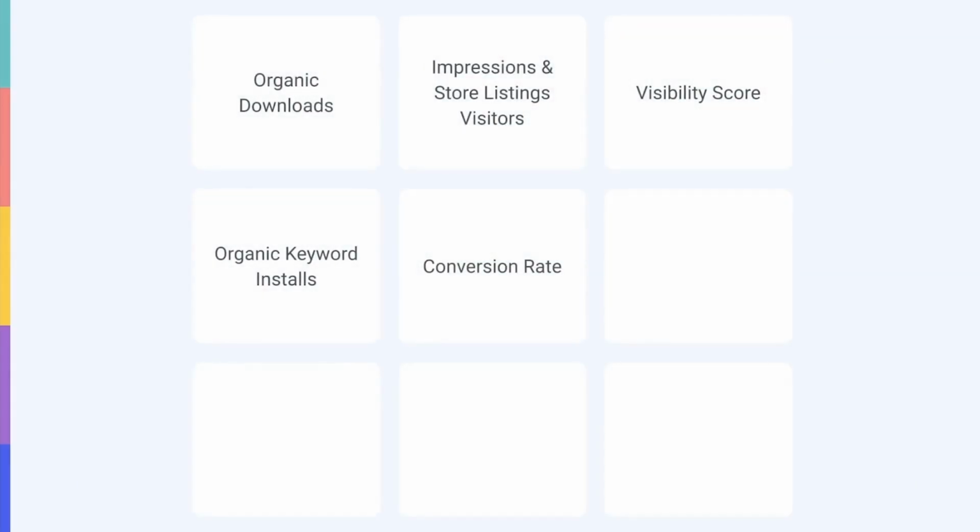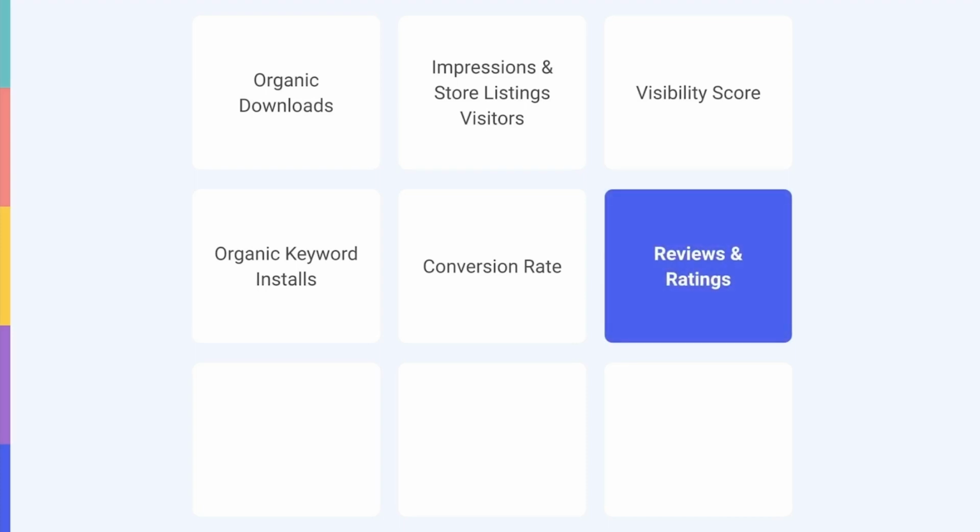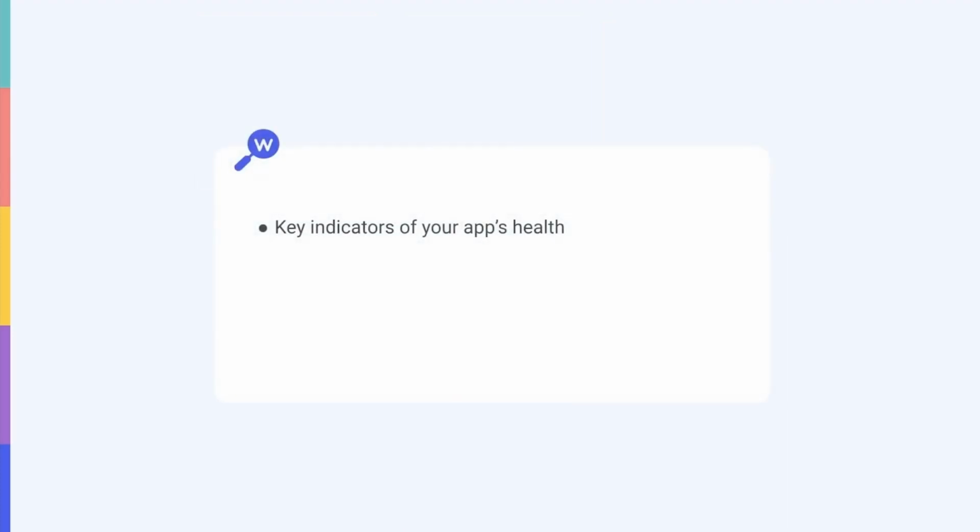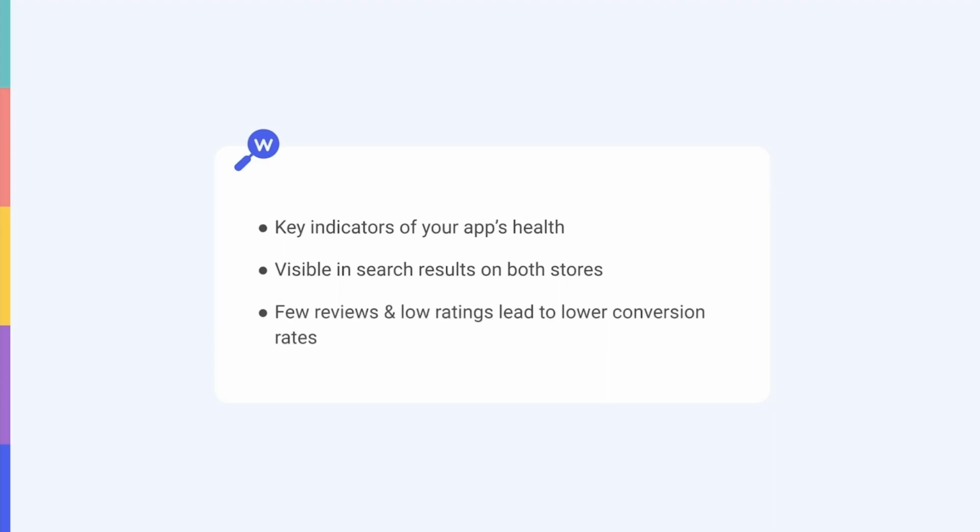Other metrics that ASO experts need to keep an eye on to monitor app health and performance include reviews and ratings. Reviews and ratings are the key indicators of your app's health. They're visible in the search results on both the App Store and Google Play, and therefore influence users heavily when they make the decision to download your app. Few reviews and low ratings might discourage users from downloading your app and will lead to lower conversion rates. Therefore, the number of ratings and reviews, as well as your rating score, are important KPIs to track.